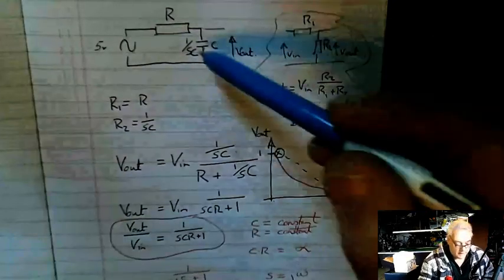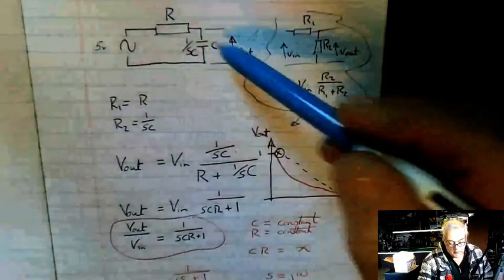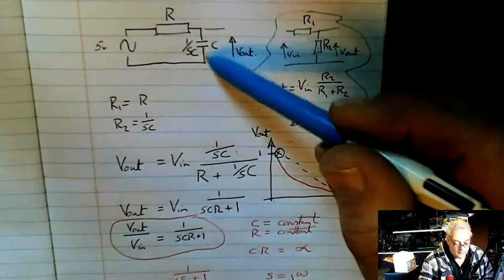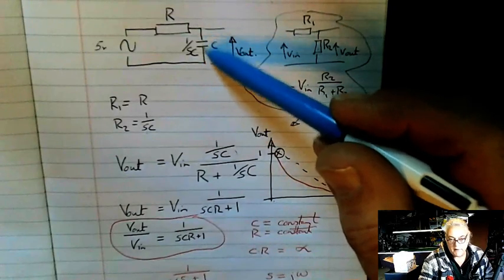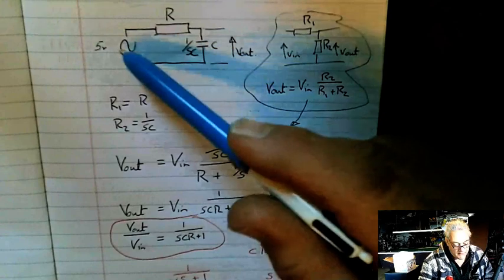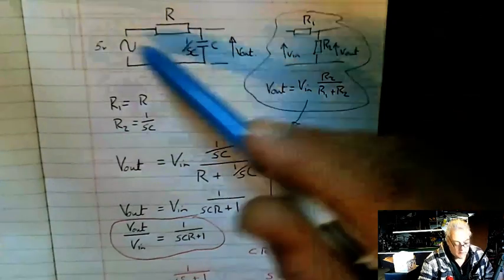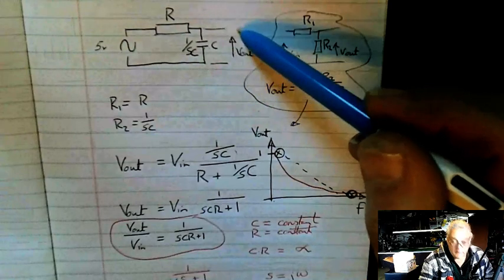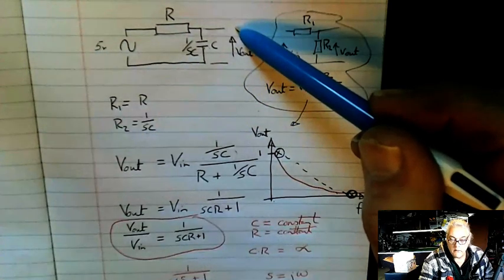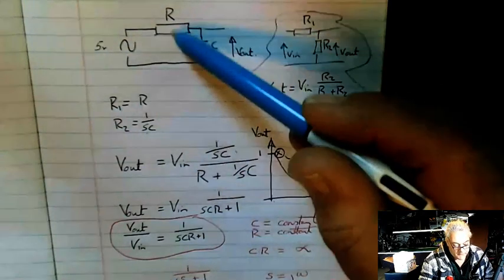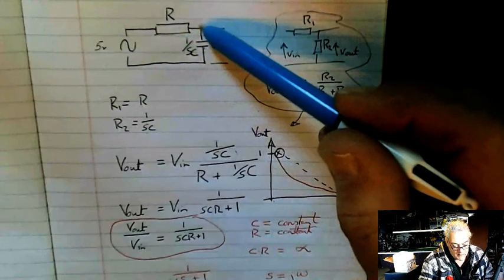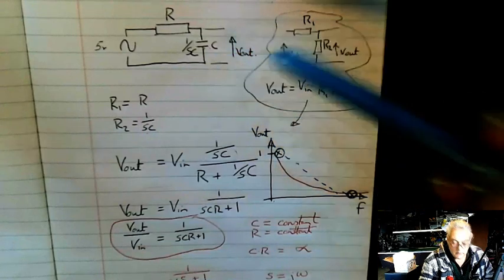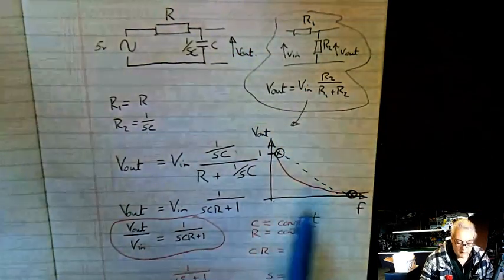Now that's quite intuitive, because at high frequency, as we saw previously, this capacitor conducts, but at low frequency it doesn't. So at low frequency all of the voltage makes it to the V out, but at high frequency this point here is effectively conducted down to ground. So that's exactly what we see in this graph here.